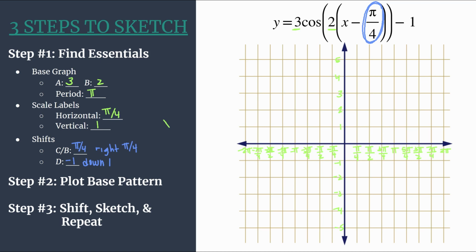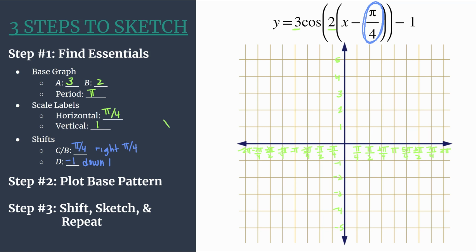So in step 2, we plot the base pattern. And for cosine that is not reflected, and we see ours is not because we have a positive a, that base pattern will always happen as maximum, 0, minimum, 0. And 0 means x-intercept. So we know that's going to be our pattern. We know those key points will align with our horizontal tick marks.